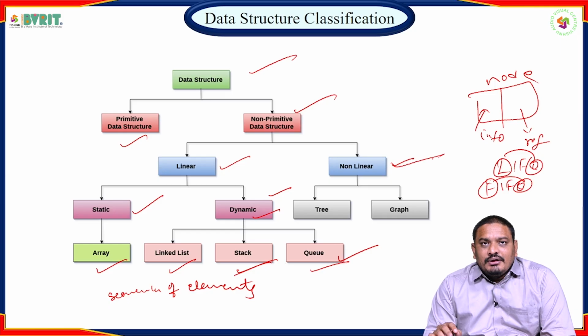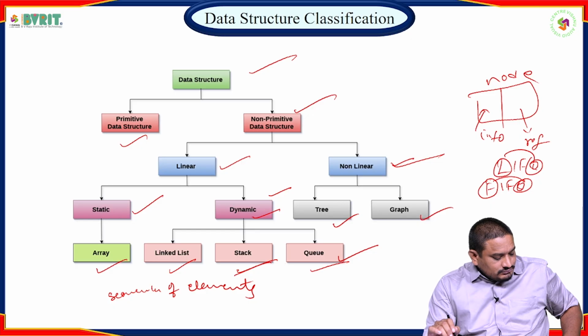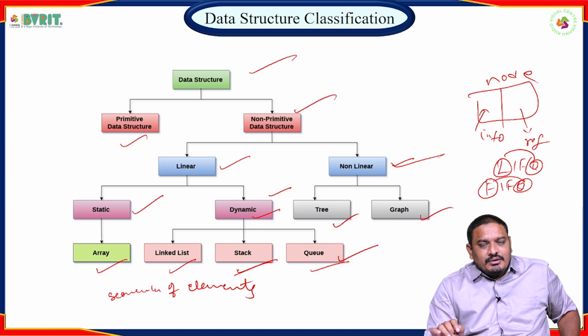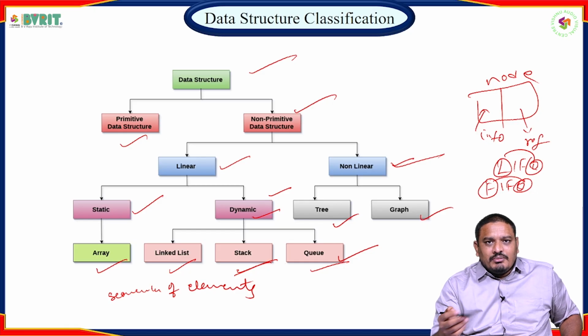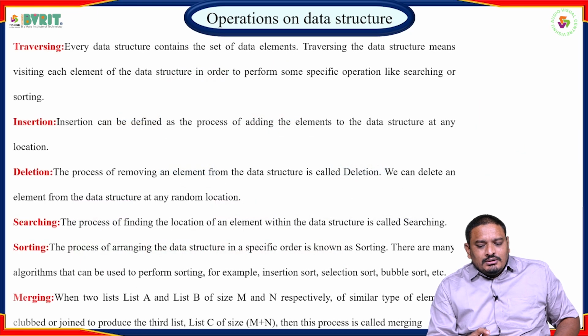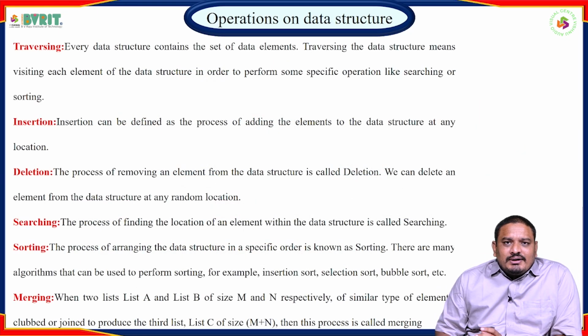Coming to the non-linear data structures, the non-linear data structures are trees and graphs. Okay, this is the entire structure of data structures. These all topics are covered in upcoming classes. Next one, what are the operations in the data structures?